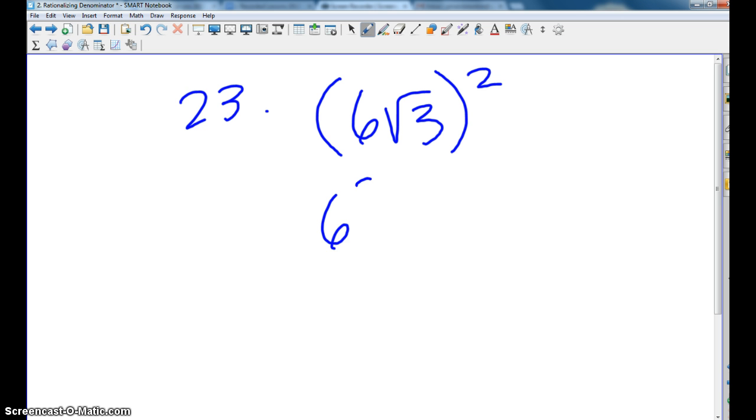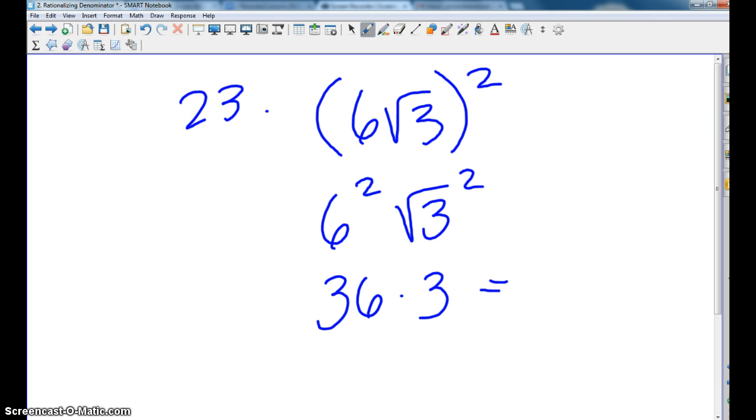You're going to square the 6, and you're going to square the radical 3. What's 6 squared? 36. We learned this on Thursday. What's the square root of 3 squared? 3. Very good. 3. Dramatic effect. 36 times 3? 108.